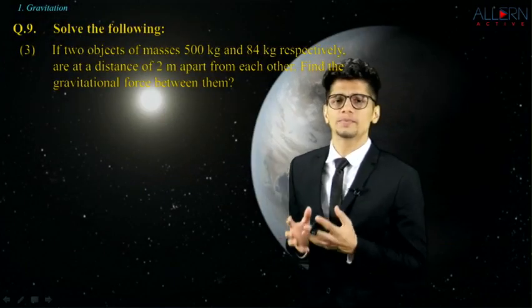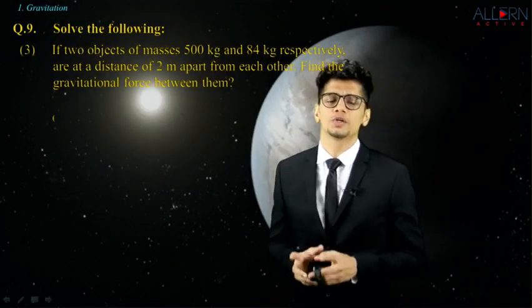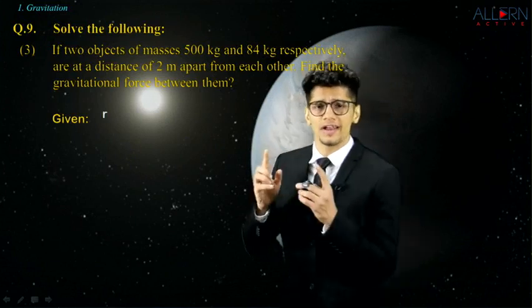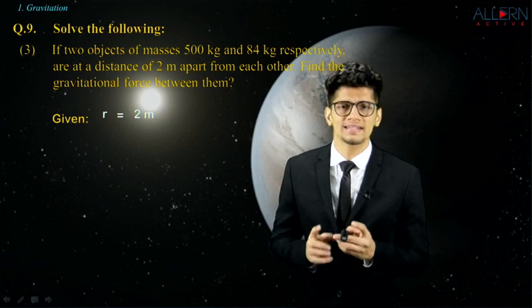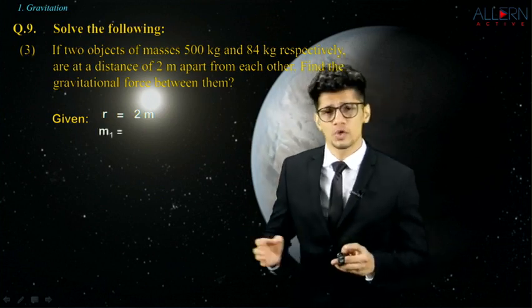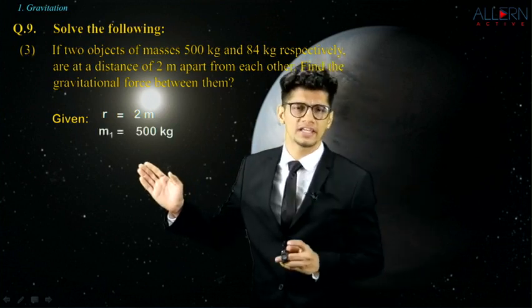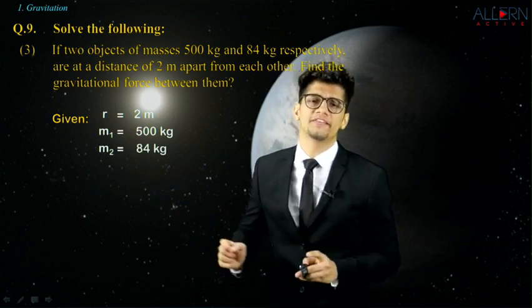So here we have two objects which are placed at a distance of 2 meters from each other. So we have the value of small r or d, that is 2 meters. And we have the masses as 500 and 84. So we write m1 is equal to 500 kg and m2 is equal to 84 kg.